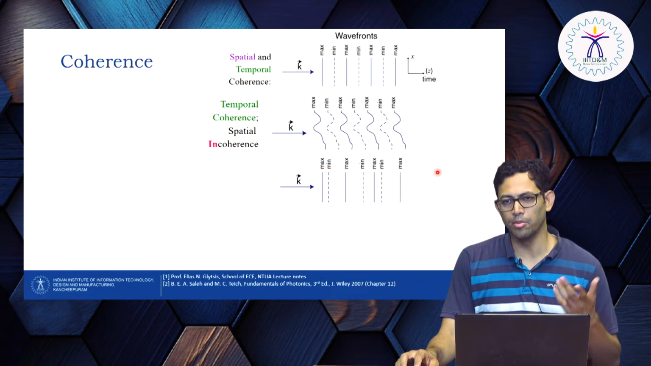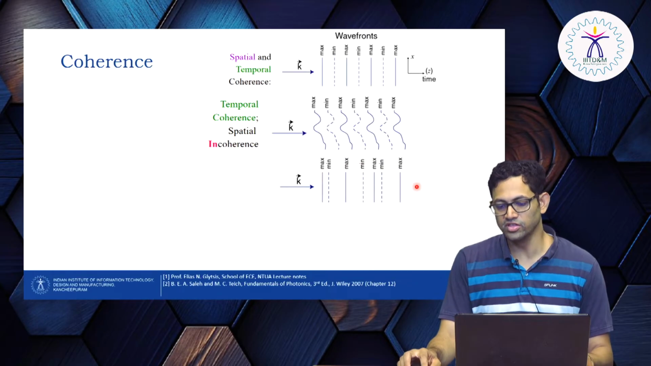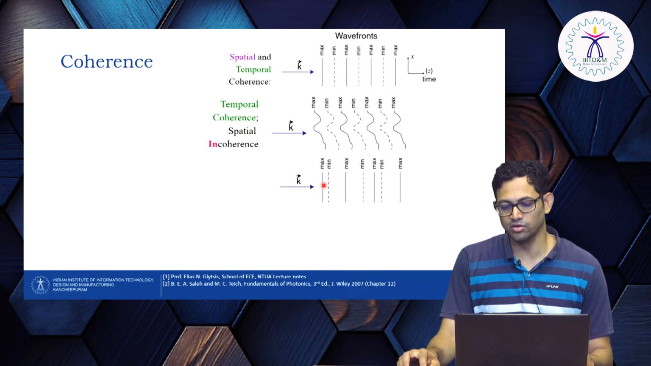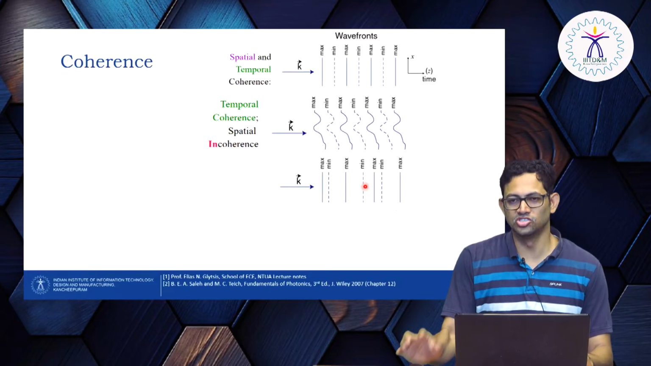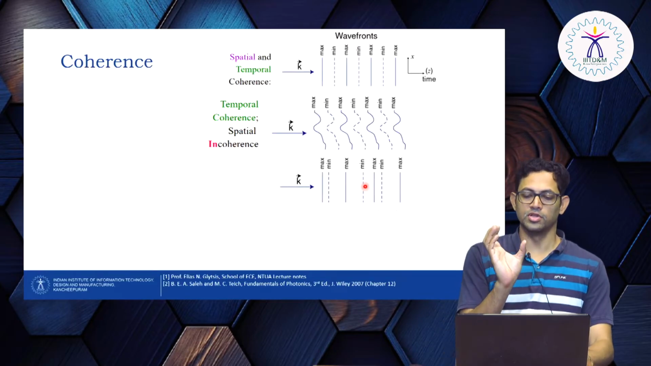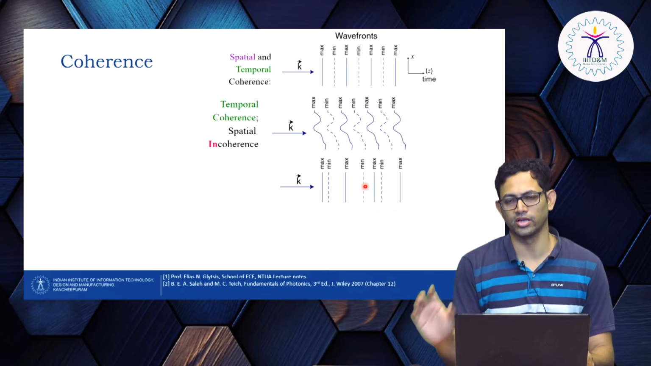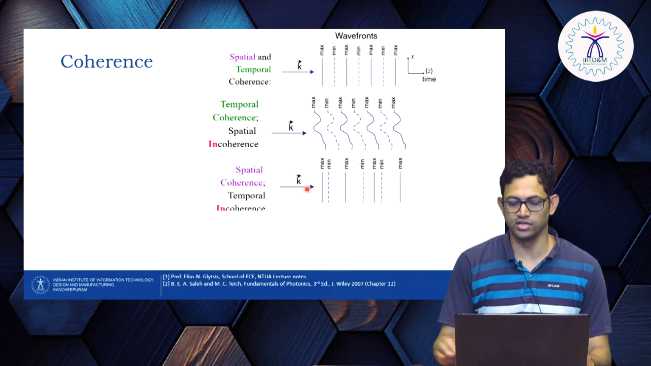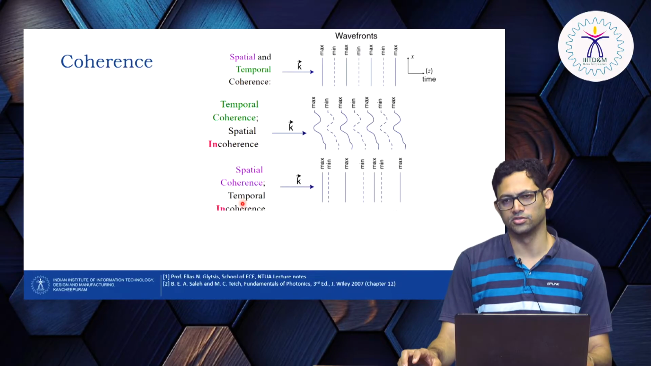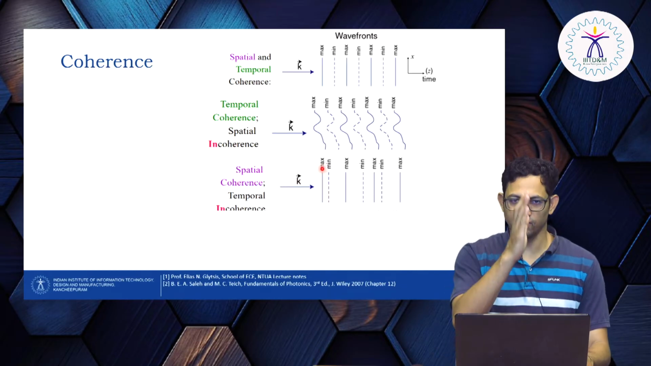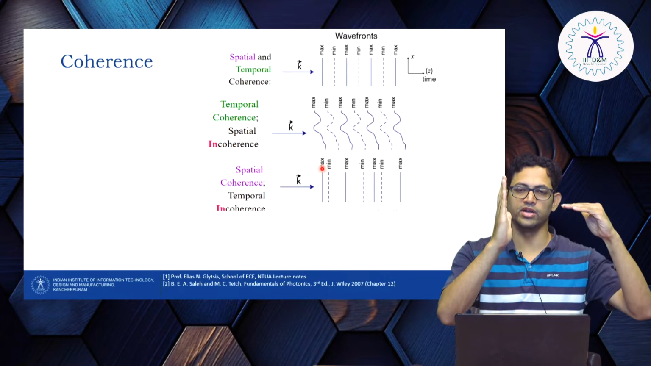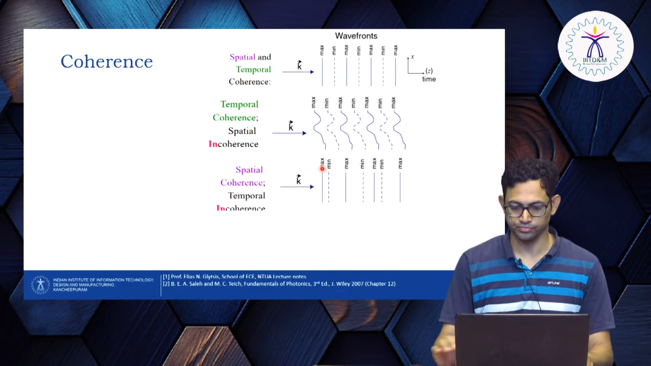But what about the temporal? Yes, you can see that with respect to time, the distance between max and min and max and min is varying. The time distance is not uniform. So you can say that it is a temporally incoherent light source, and it is spatially coherent. Why is it spatially coherent? Because in the wavefront, all the peaks are coming at the same time, transverse to the direction of propagation, right?